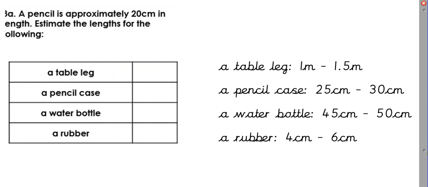So a table leg, I will give you within 1 metre to 1.5 metres. So if you're anywhere between there, you can have the mark. For a pencil case, anywhere between 25 centimetres and 30 centimetres. For a water bottle, anywhere between 45 centimetres and 50 centimetres. And for a rubber, anywhere between 4 centimetres and 6 centimetres. If you have converted, so for example, you've converted 4 centimetres and 6 centimetres into 40 millimetres and 60 millimetres, you can also have the mark.